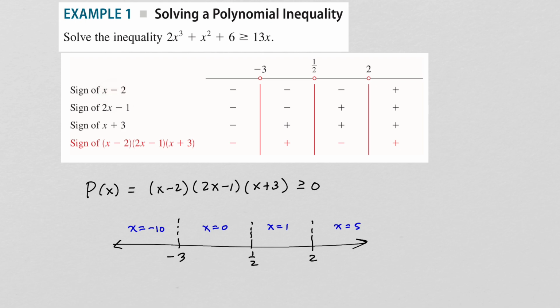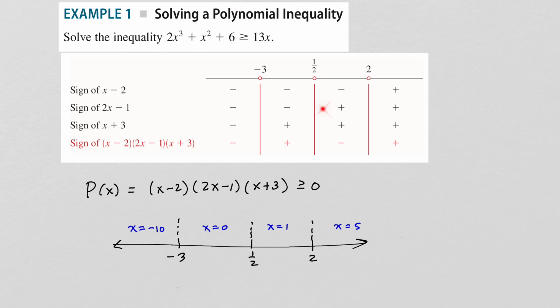Well, we know that x minus 2 equals 0 at 2. If you plug in any number bigger than 2, it's going to be positive. But if you plug in any number less than 2, it's going to be negative. So the factor x minus 2 is going to be negative for all three of these intervals, which is this one, and this one, and it will be positive for this interval. Then we do the same thing for the other factors. The next factor is 2x minus 1. We know that 2x minus 1 equals 0 at 1/2.